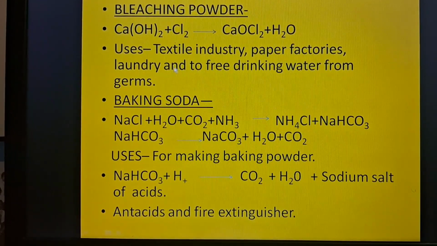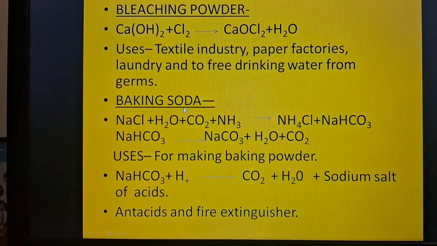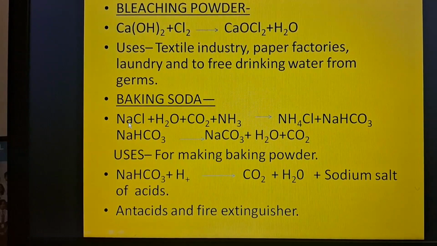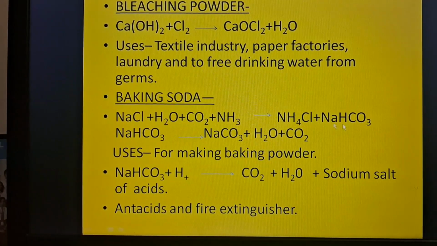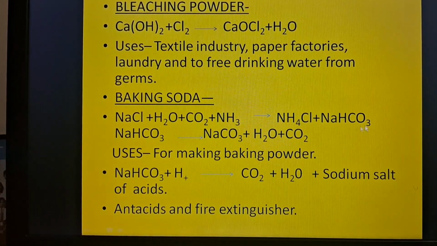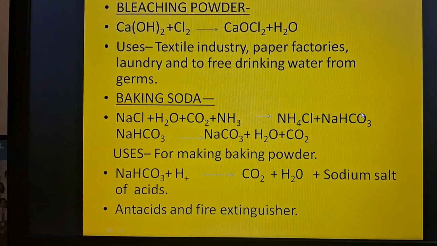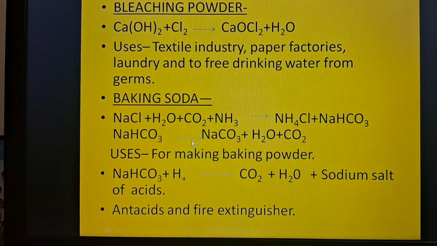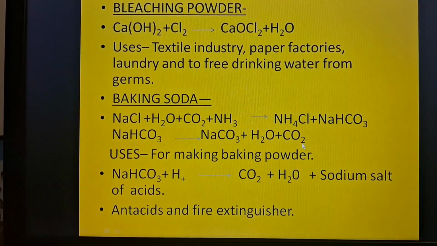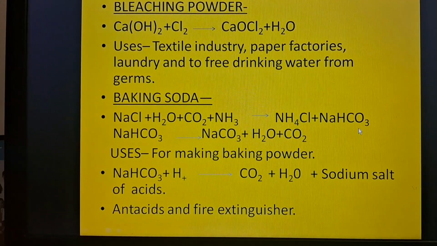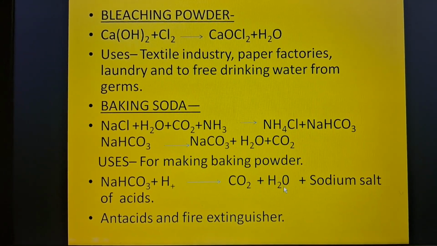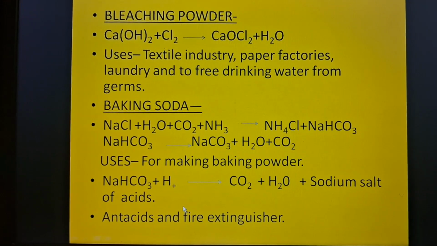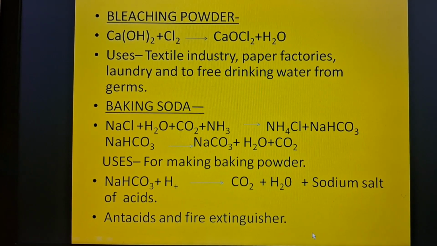Now second example, baking soda. Now how is this baking soda formed? Sodium chloride reacts with water plus carbon dioxide plus ammonia to form ammonium chloride plus sodium bicarbonate. Sodium bicarbonate is baking soda. Sodium bicarbonate splits into sodium carbonate plus water plus carbon dioxide. Now what's the use of this baking soda? It's used for making baking powder. Sodium bicarbonate plus hydrogen ion gives carbon dioxide plus water plus sodium salt of acid. And it can be used as an antacid and as a fire extinguisher.